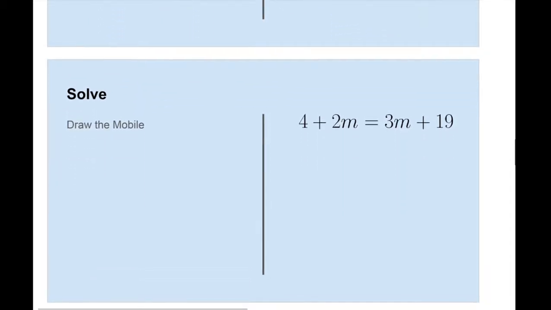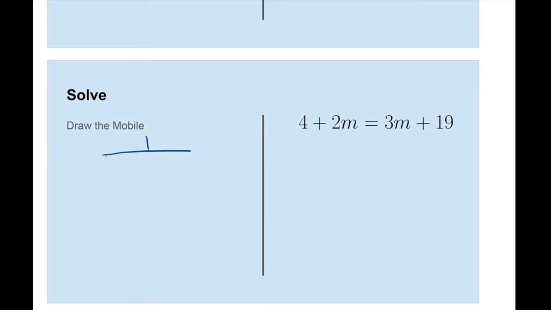Let's take a look at another example. 4 plus 2m equals 3m plus 19. Again, same idea. I'm going to draw a mobile to help me. So I have my 2m's. Might be easier if we see them individually. So m, m, and then we have positive 4. On the other side, now we have 3 m's: m, m, m, and we have positive 19.